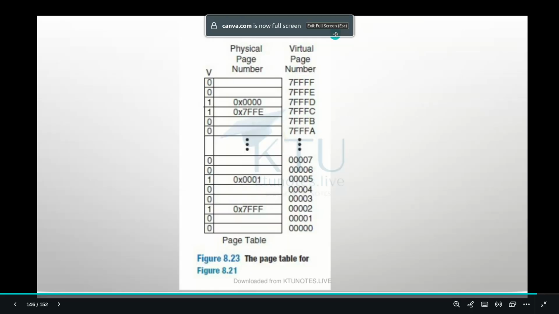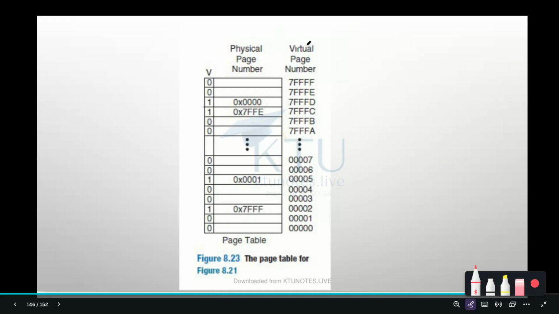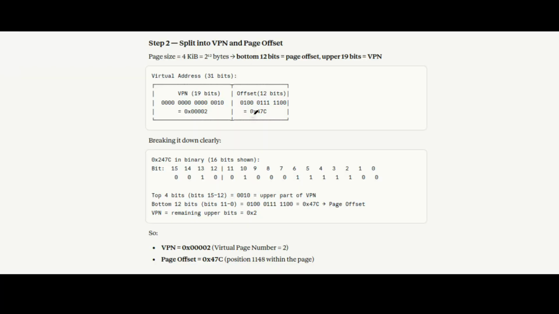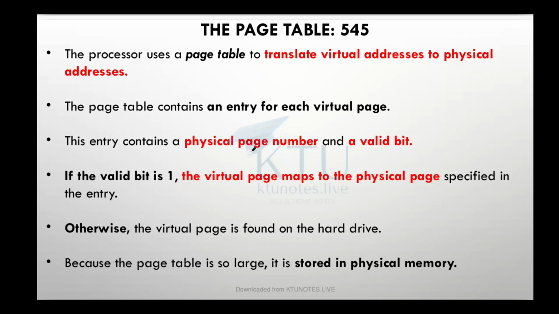Okay, if you consider this is how my page table looks. That means for each of my virtual page numbers, there would be an entry in this page table, and it contains this virtual page number's physical page number. This virtual page in the physical memory, what is its page number, that would be there, and also a valid bit is there. Now we have to know why this valid bit is actually used. So if you see, there is a physical page number and a valid bit.